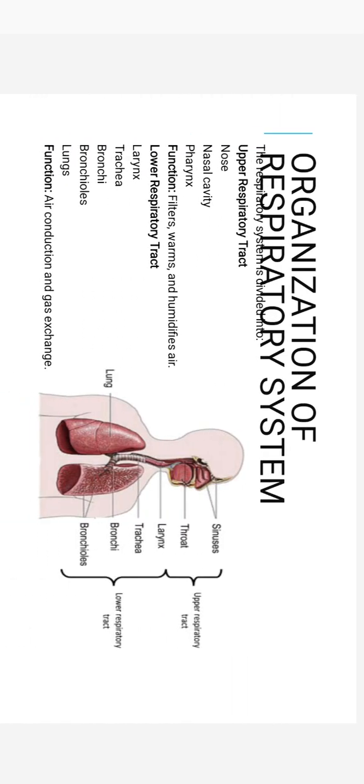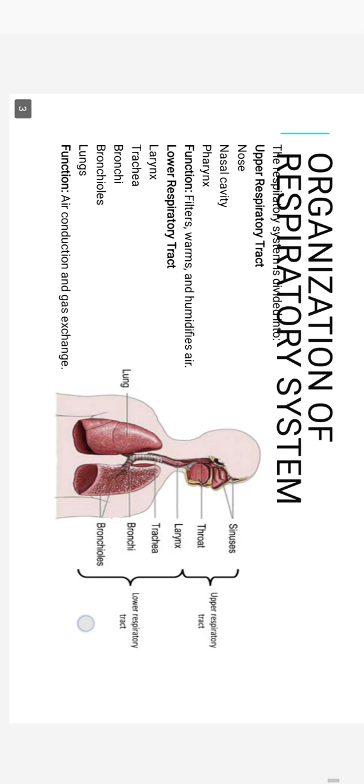Next, organization of the respiratory system. The respiratory system is anatomically divided into upper respiratory tract and lower respiratory tract. The upper respiratory tract includes the nose, nasal cavity, and pharynx. These structures mainly prepare inhaled air by filtering, warming, and humidifying it. The lower respiratory tract consists of the larynx, trachea, bronchi, bronchioles, and lungs. These structures conduct air and participate in gas exchange.